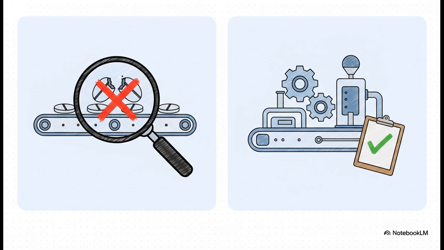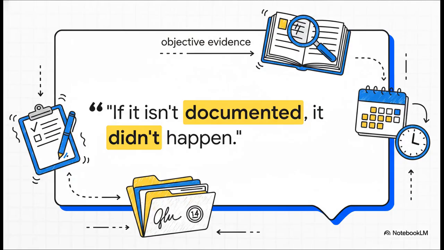See the difference? It's a huge shift from looking at the product to looking at the system that makes the product. You have to burn this phrase into your brain. This is the absolute golden rule of auditing. An auditor can't take anyone's word for it. Someone saying, oh yeah, we totally do that, means nothing. They need to see the proof, the hard, objective evidence. If there's no log entry, no signature, no date, then for all intents and purposes, it just didn't happen.